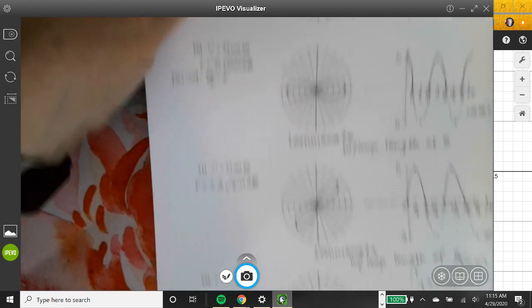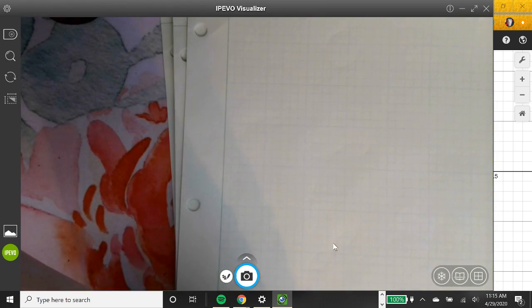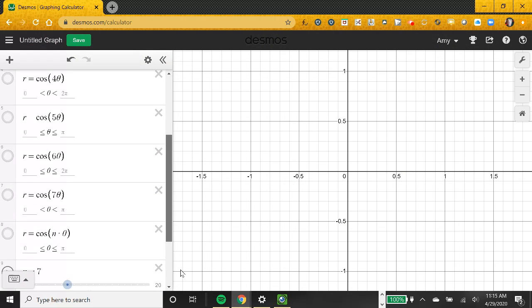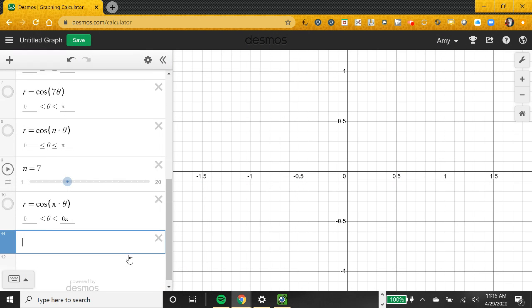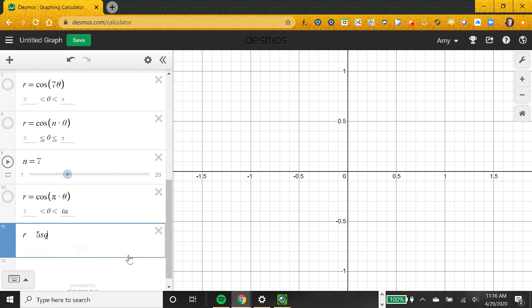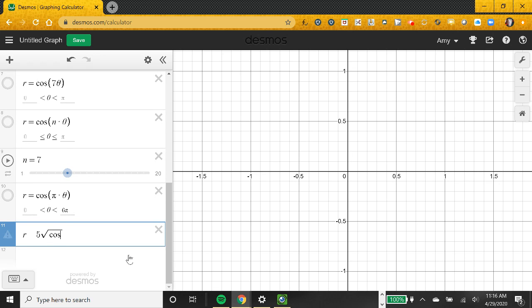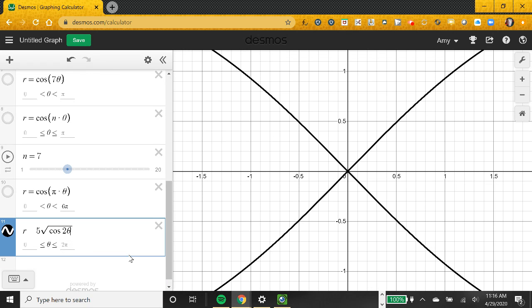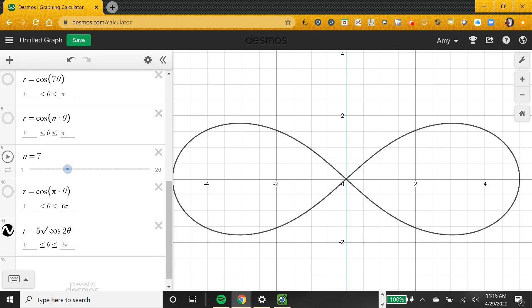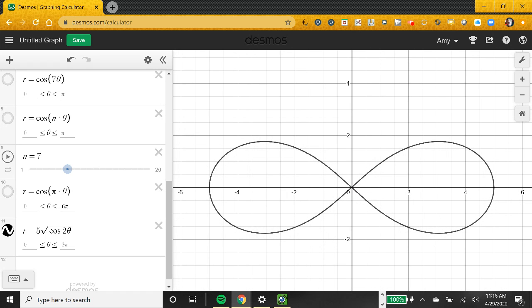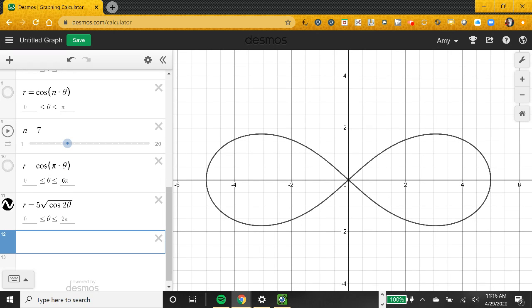All right, I'm going to end this lovely presentation with our Desmos here. And the biggest question I'm going to get is, well, Mrs. Muller, when we did that 5 square root of cosine of 2 theta, there we go. I'm going to make it smaller so we can see our lemniscate. And our loop length is 5. But you might say, well, Mrs. Muller, we didn't use the negative one. What happens with the negative one? Well, let's put the negative one in here just to show you.